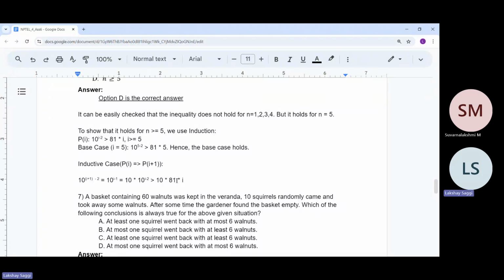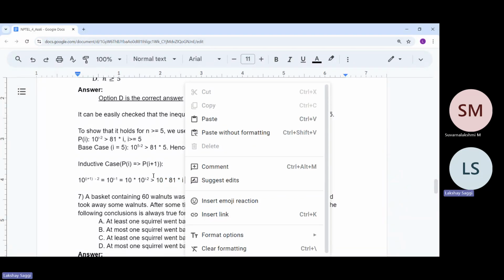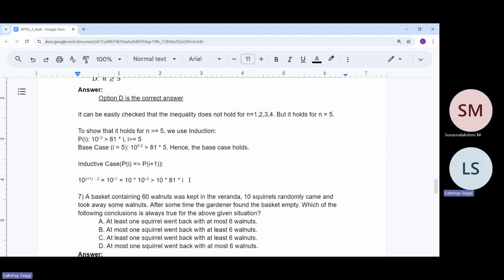This is 10 times 81 times i. Okay. But this is not what we needed to show, right? We need to show that this should be greater than 81 times i plus 1. Right? And how can we show this now? So 81 times i plus 1 can be written as 81i plus 81, right? So I try to write it in that form only, that I take out 81i.